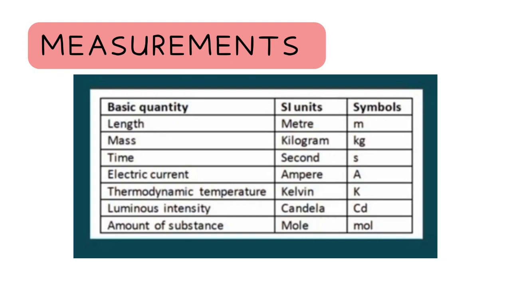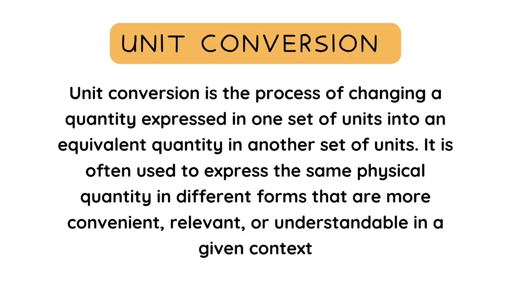The table shows different types of basic quantities, their SI units, and their symbols. Unit conversion. Unit conversion is the process of changing a quantity expressed in one set of units into an equivalent quantity in another set of units. It is often used to express the same physical quantity in different forms that are more convenient, relevant, or understandable in a given context.